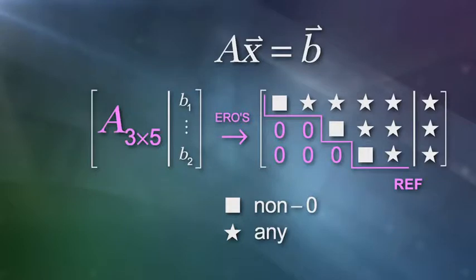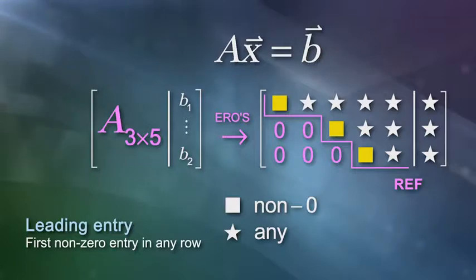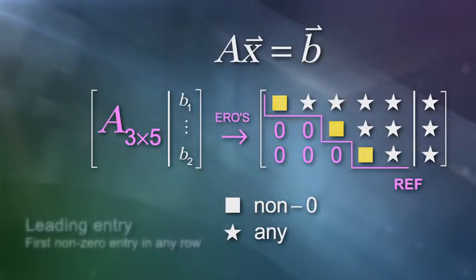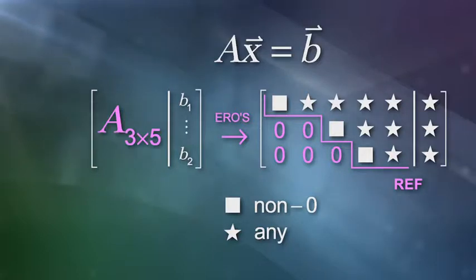The word echelon means step-like. It's best to first describe this form by an example. Suppose you have a system of equations, Ax equals b, where A is a 3 by 5 matrix. Your goal is to use elementary row operations, which we'll abbreviate EROs, to reduce it to a form that has a step-like appearance. Here's what makes a form a row echelon form. On the left side of the augmented matrix, call the first non-zero entry in any row a leading entry. To be in row echelon form, the augmented matrix must satisfy two properties.